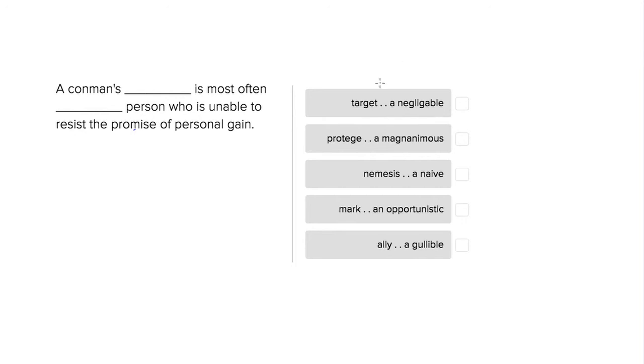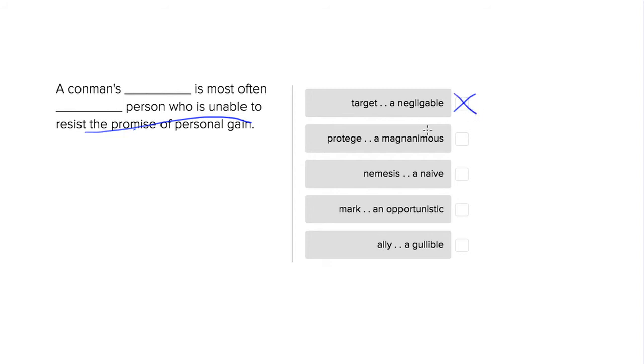So our first choice, con man's target. That makes sense, someone the con man's going after, is most often a negligible person who is unable to resist the promise of personal gain. Negligible means that you don't really pay attention, you kind of neglect things. It does make sense that a con man would target someone who's negligible, but it doesn't really make sense that this negligible person is someone who's looking to gain more money. So that doesn't really make sense because of this part of the sentence. So let's get rid of that.